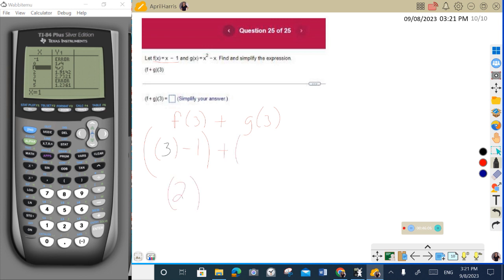In the g equation, everywhere there's an x, I'm going to put parentheses. So x squared minus x. And I'm going to plug a 3 in. You could type all this in the calculator. We got 9 minus 3, which is going to be 6. And we got 2 plus 6, which is 8. So just put the 3 in the f, put the 3 in the g. Parentheses are important, though.